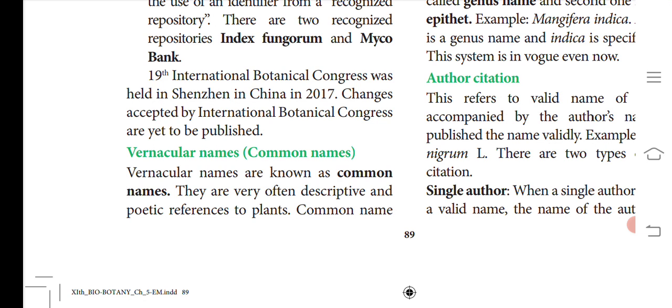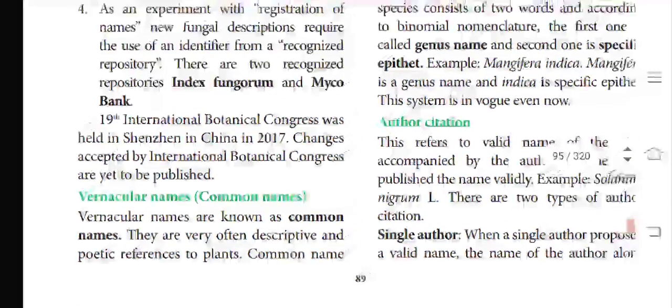Then vernacular names. What are vernacular names? It is a common name in a local language, in the local area. For us it is Tamil. So everybody knows this word in their language, that is the vernacular language. Vernacular names are known as the common names. They are very often descriptive and poetic references to the plant, and the common name for the particular plant.